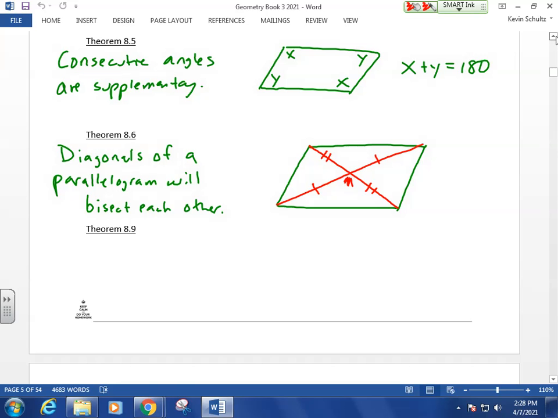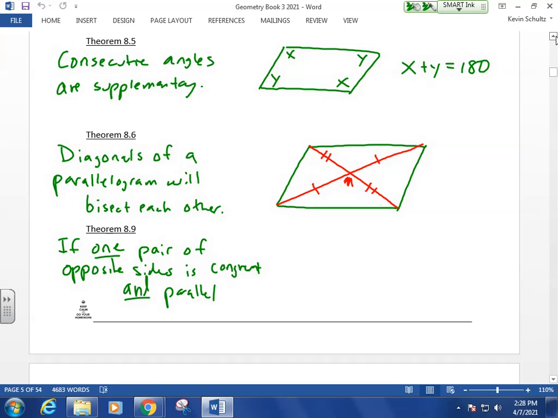All right. Theorem 8.9 kind of combines the first two that we talked about. If one pair of opposite sides is congruent and parallel. Boys, I can hear you talking up here. You're not doing a very good job of hiding your side conversations at all. Okay? If one pair of opposite sides is congruent and parallel.